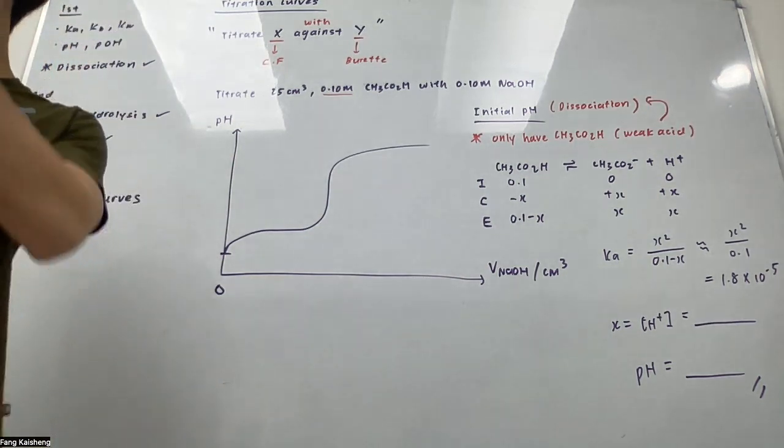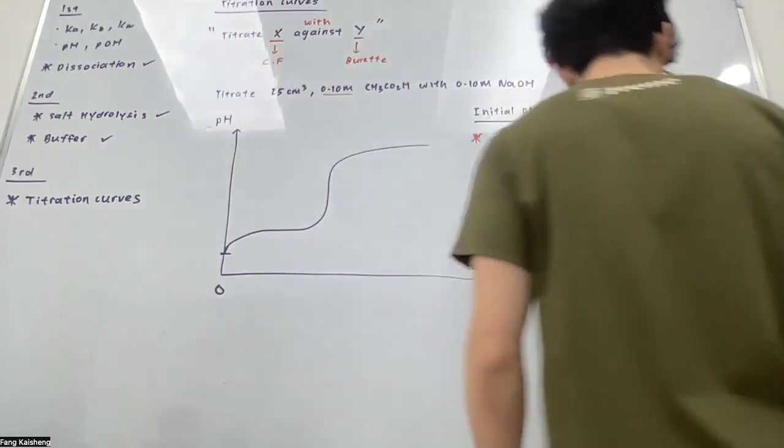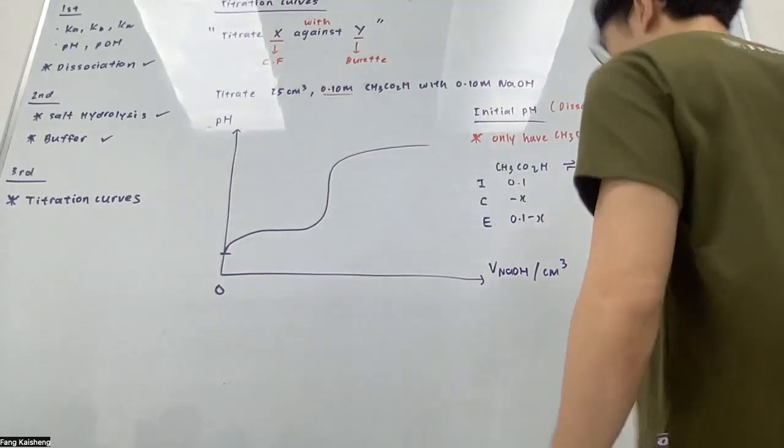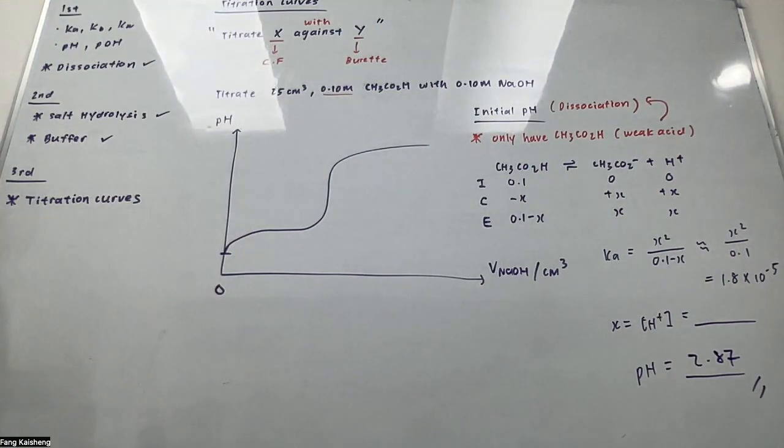Answer the top, right? Like, yeah, bro. Yeah, you'll get 2.87. Bro, I'm gonna get sick, bro.